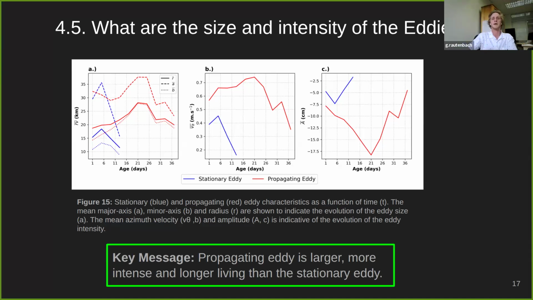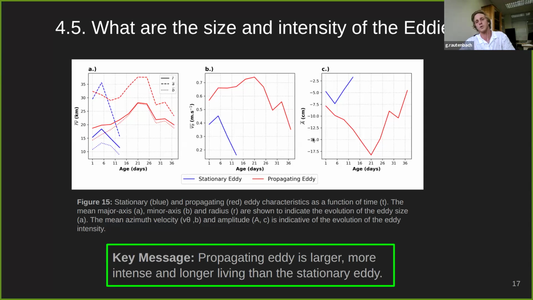And the radius basically indicates the size of the eddy, whereas the azimuth velocity and the amplitude are indicative of the eddy intensity. The blue line represents the stationary eddies, whereas the red line is representative of the propagating eddy. So basically, when the eddy generates, it increases in size and intensifies, reaching its peak intensity and size, after which it rapidly dissipates, where it decreases in size and intensity. So this is true for both the stationary and propagating eddy.